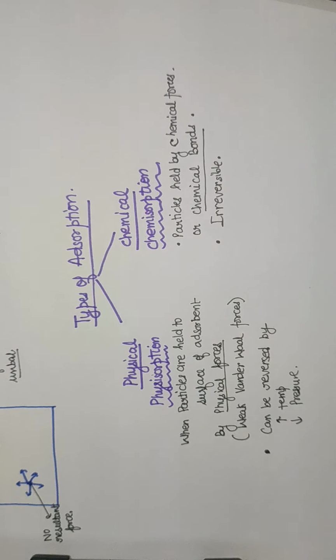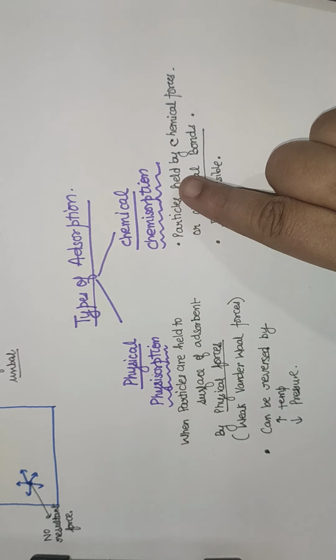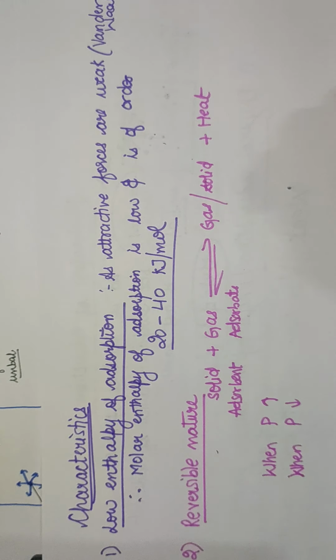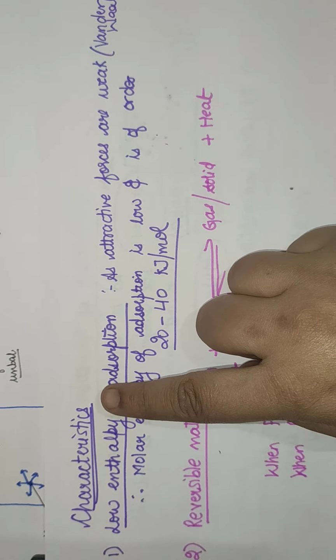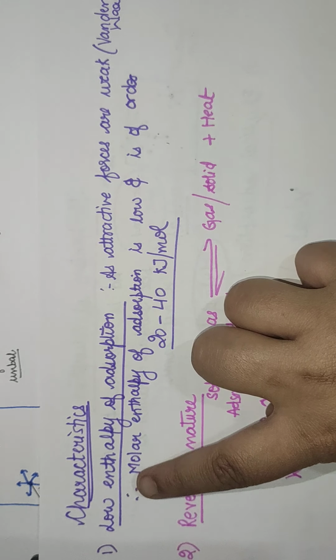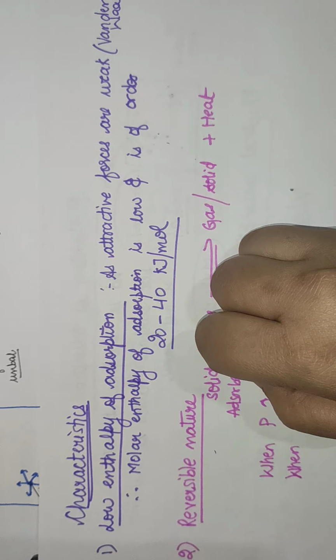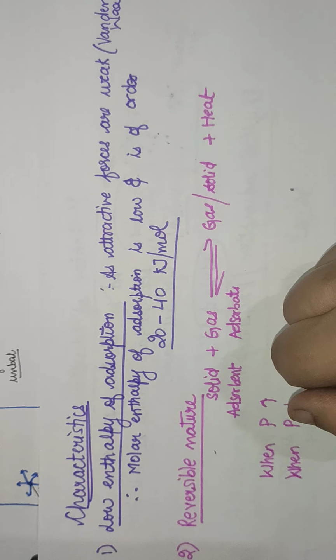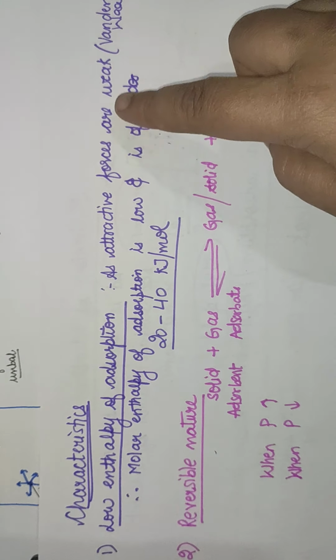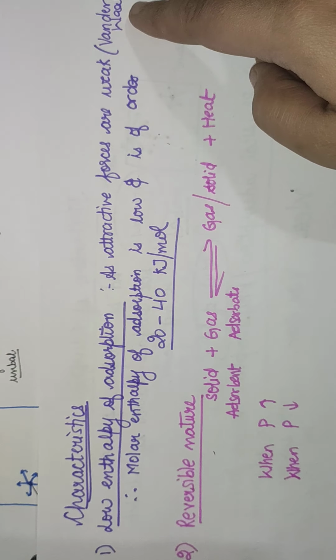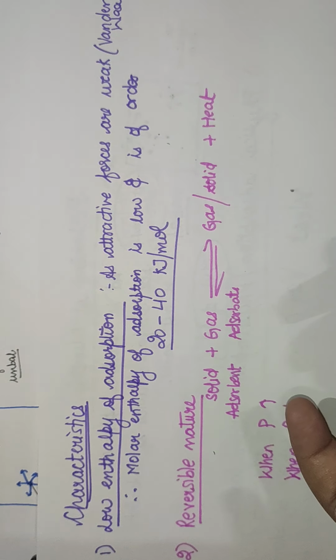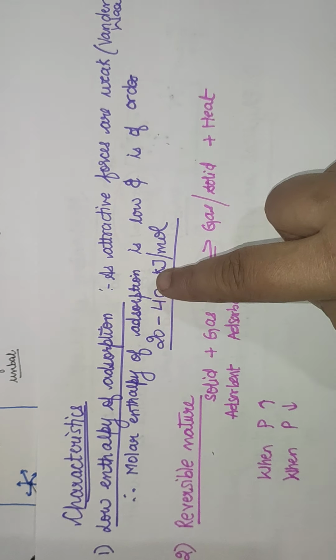Now we are going to discuss the characteristics of physisorption and chemisorption. So the first characteristic of physisorption is that it has a low enthalpy of adsorption. What does low enthalpy of adsorption mean? As the attractive forces are weak, these are van der Waals forces of attraction, which are one of the weakest forces. So the molar enthalpy of adsorption is low.